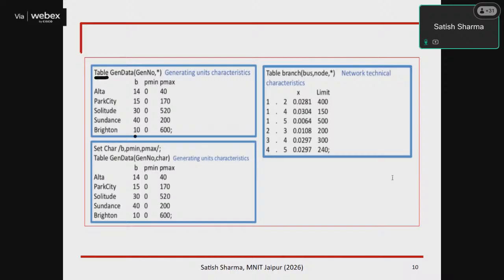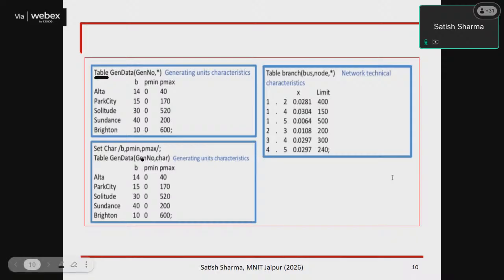So B is, let's say, the cost function, P min is the minimum production, P max is the maximum production, and this is how I can define the table. And sometimes I can set a character. So I can define a set. The name is character, and in this set we have B, P min, P max. If I have defined this earlier, I can directly write down the table like table gen data, generator number and character.